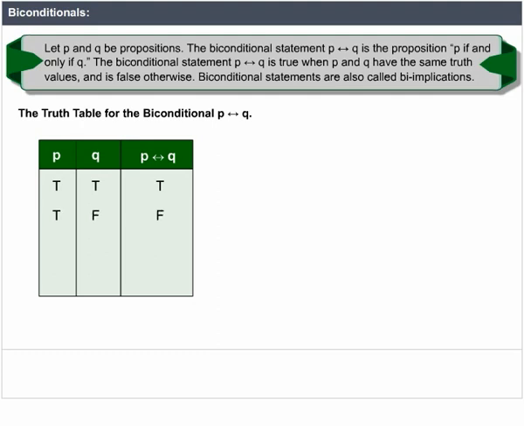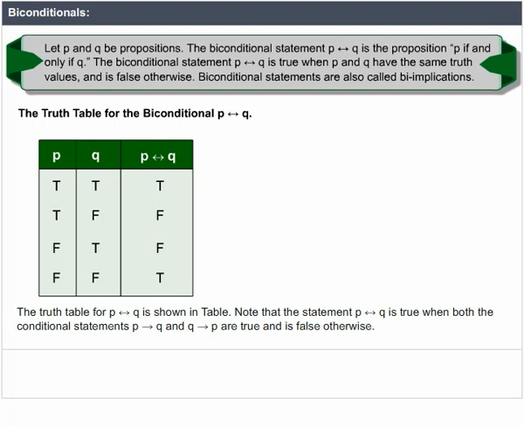Second row, P represents T, Q represents F. Then P if and only if Q is F. Third row, P represents F, Q represents T. Then P if and only if Q is F. Fourth row, P represents F, Q represents F. Then P if and only if Q is T. The truth table for P if and only if Q is shown in the table.